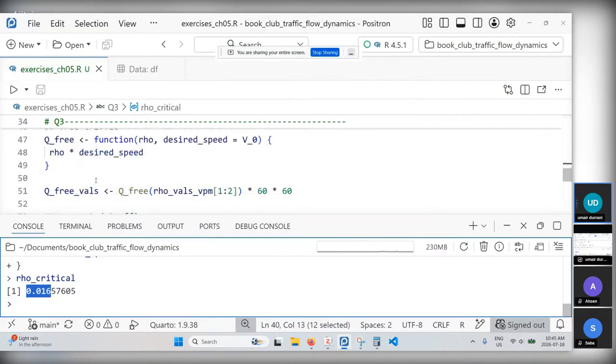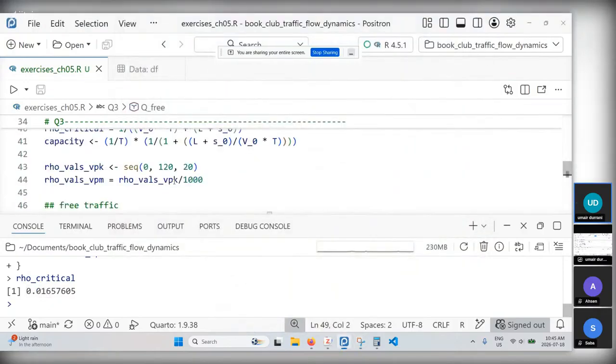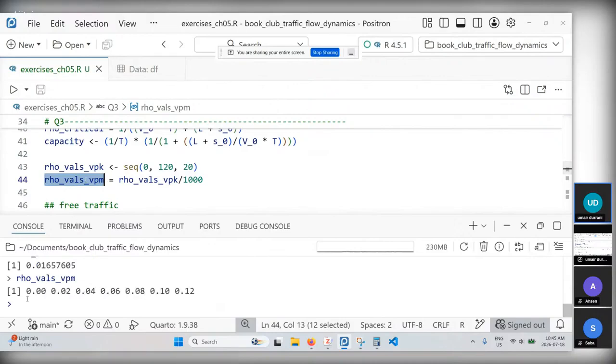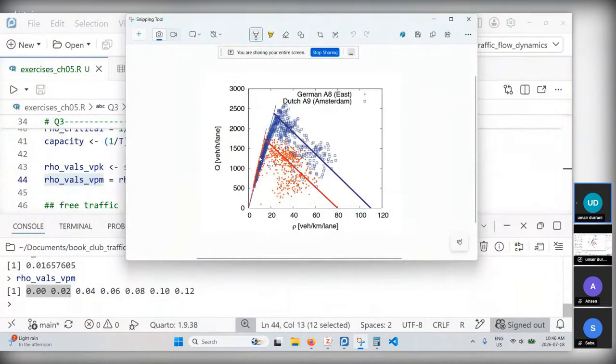And if you look at the example here, where I have taken from 0 to 120, this is going to be the input values of the density. 20 is, if we convert it from vehicles per kilometer to vehicles per meter, 20 is going to be 0.02, which means that the first two values here, these correspond to this thing.